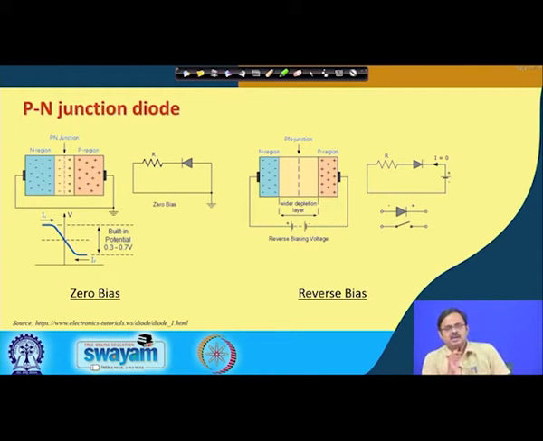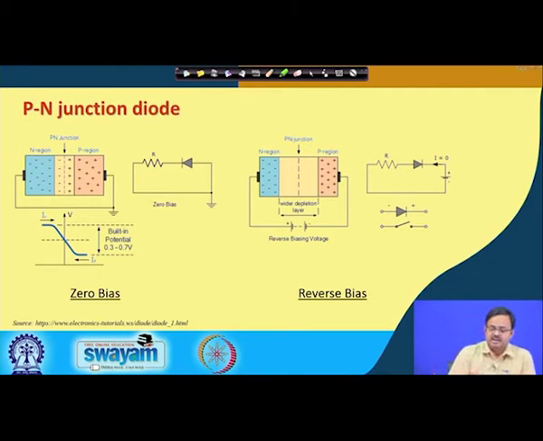Now, let us say I do this, where I apply an external voltage or external potential difference, but I connect the positive terminal to the N side and the negative terminal to the P side. Okay. So, what will happen?